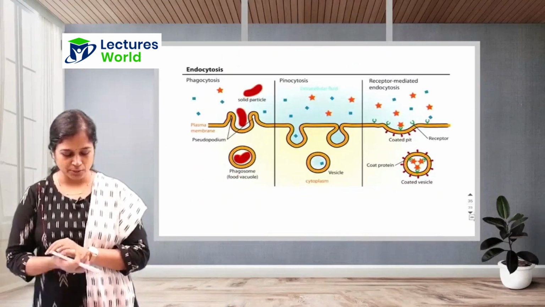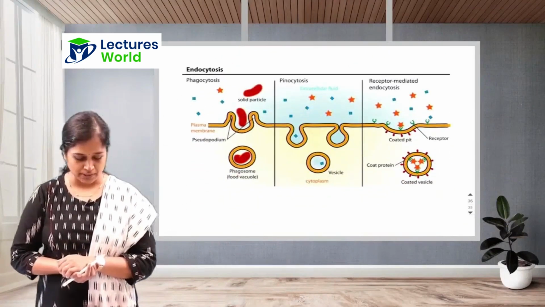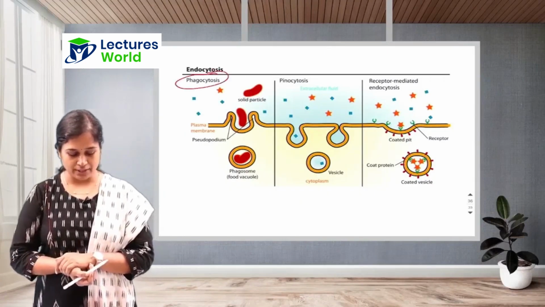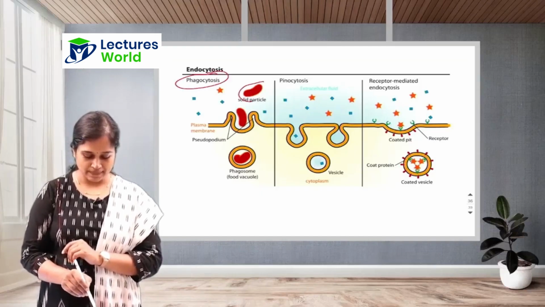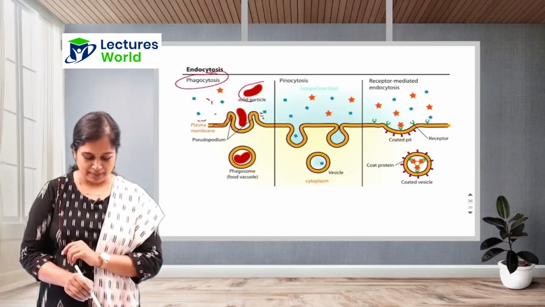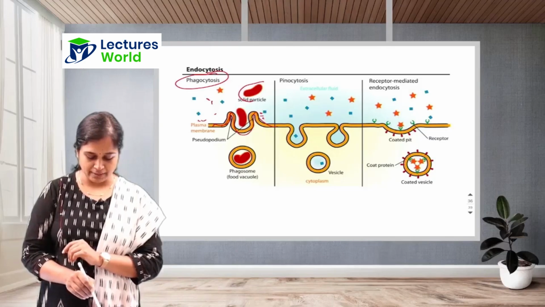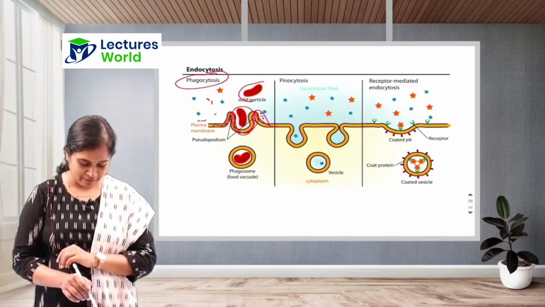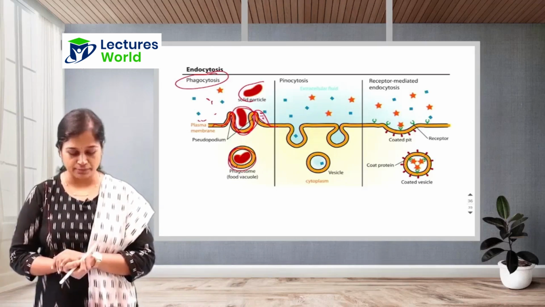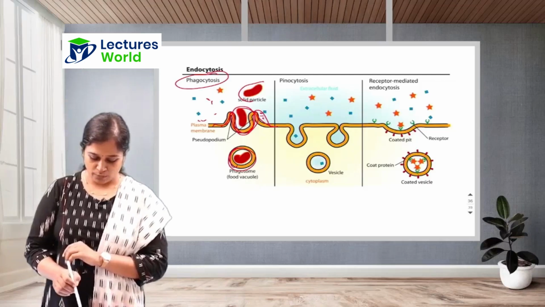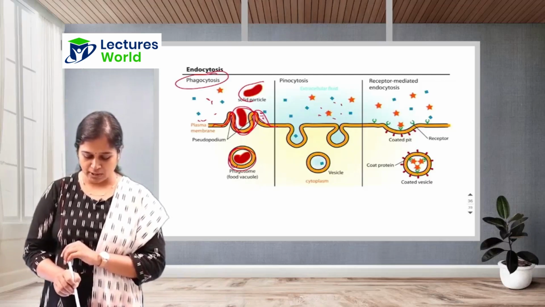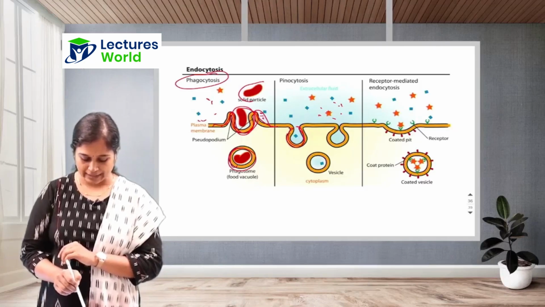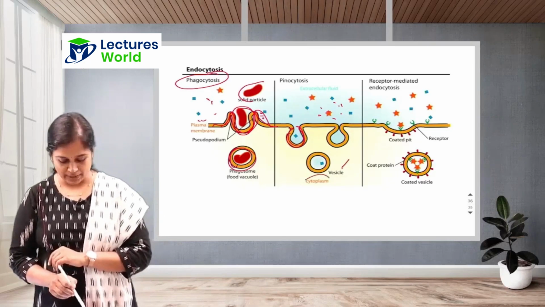So here in the picture you can see there are different examples of endocytosis. First is phagocytosis. In phagocytosis you can see these are the solid particles and this is the plasma membrane. This plasma membrane will create a fold around a solid particle and then it will make a vesicle and trap the molecule. Then the pinocytosis, from the extracellular fluid, these molecules again will cause the fold and then it will become a vesicle and come into the cytoplasm.